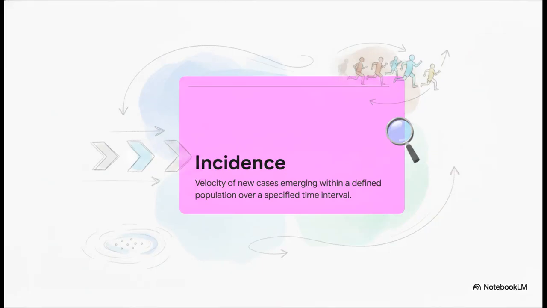Now, what we get from these studies are some absolutely crucial metrics. Let's start with incidence. I want you to think of incidence as literally the velocity of new cases just popping up in a population. It doesn't care at all about folks who got sick 10 years ago. It only measures the speed of newly diagnosed cases right this second. It's a pure, strict measure of a disease's current momentum.